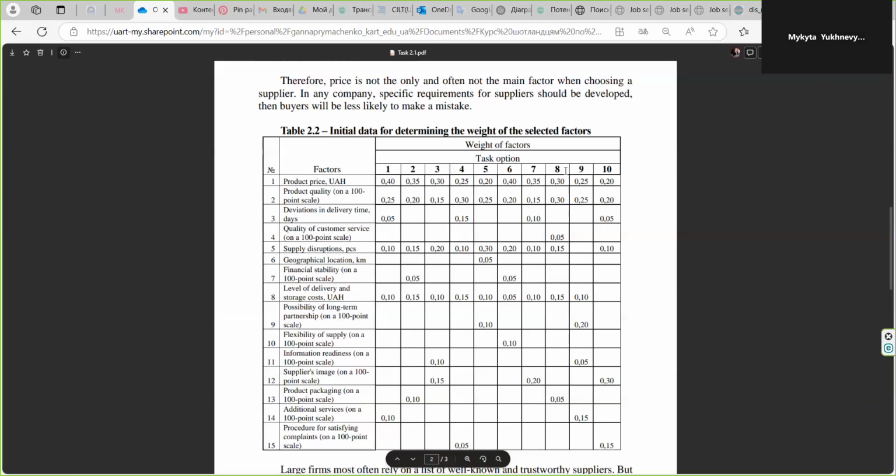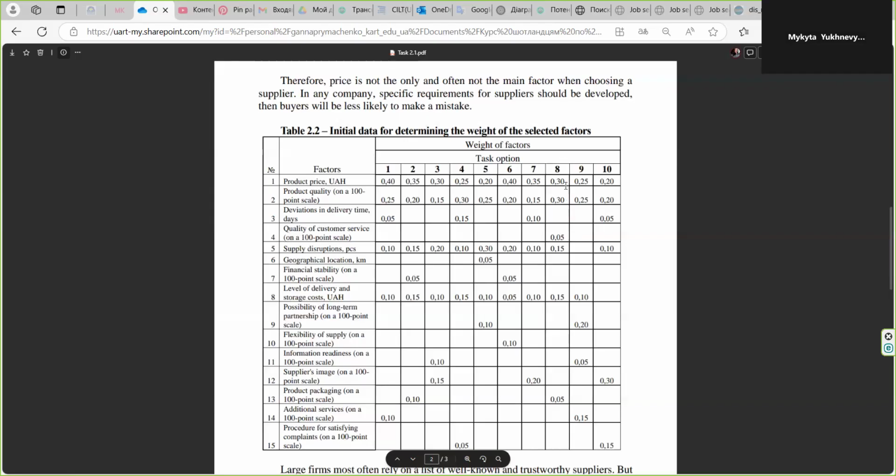So in the first column of your table, you write the first factor, product price, for every variant. And in the second column, you write the weight of this factor, 0.30, for each variant. So in the second line, you write product quality. We couldn't write this on a 100-point scale. It is a very long name. So you write product quality, and in the second column, you write the same weight of factors, 0.30 for each variant.